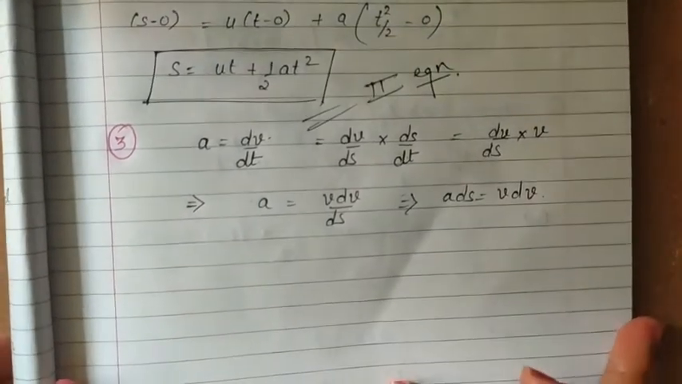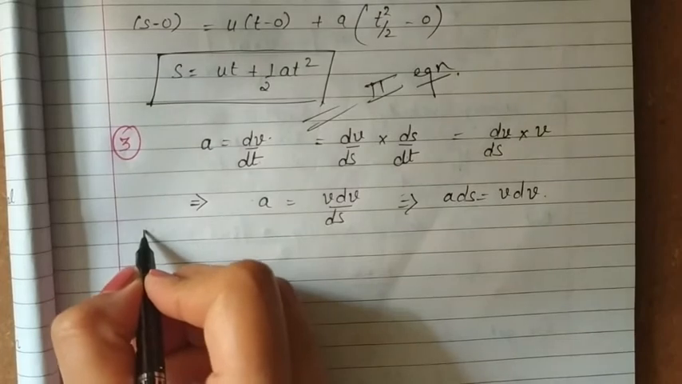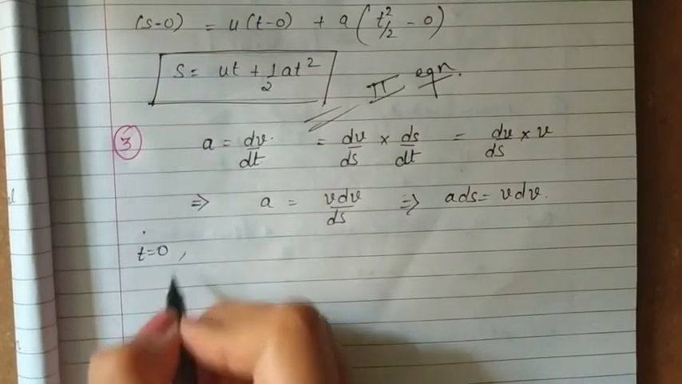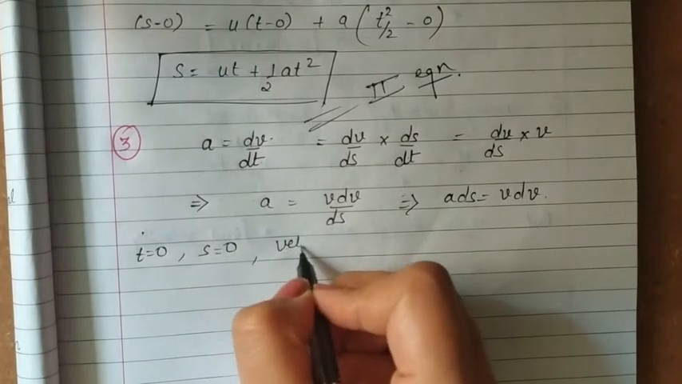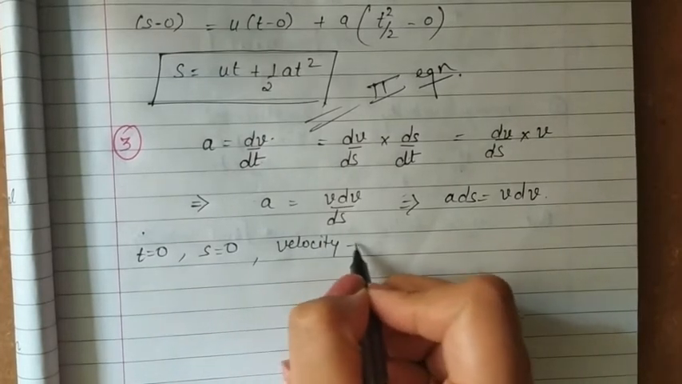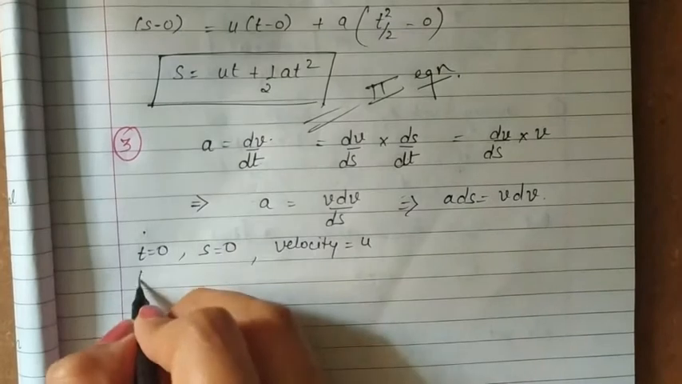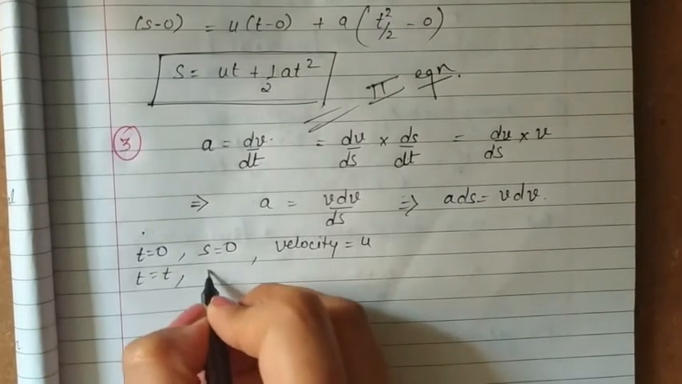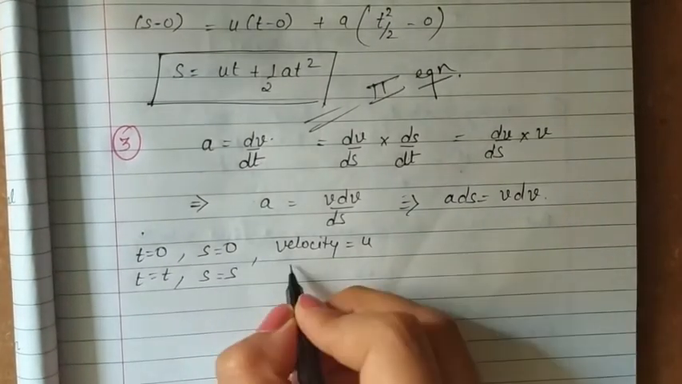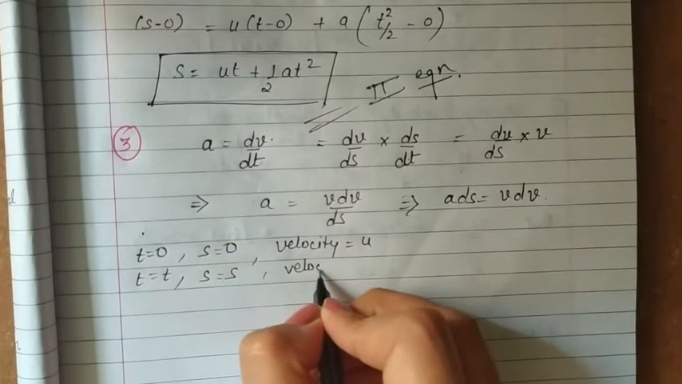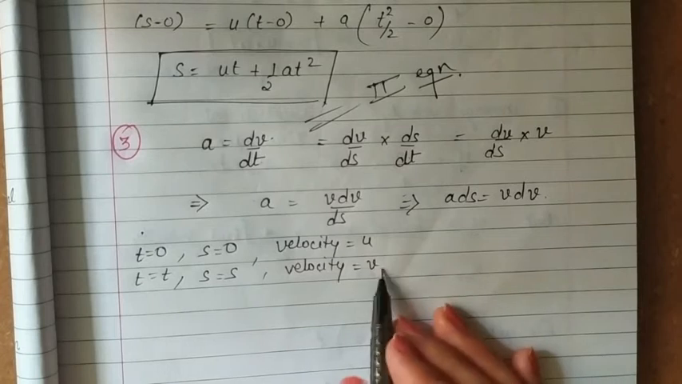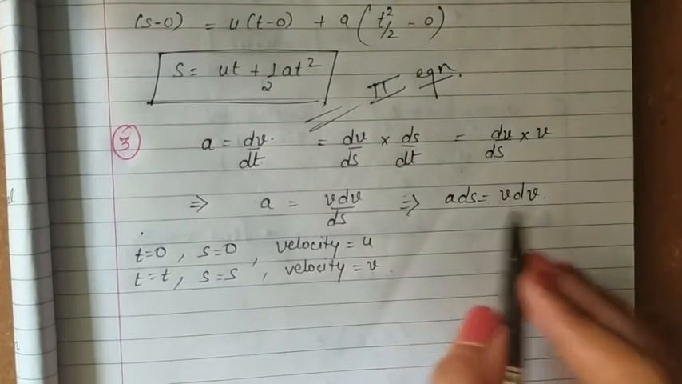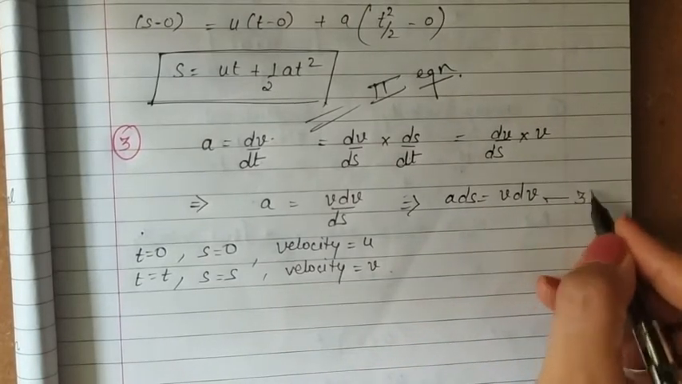Now for limits we have initially when time is equal to 0, s is equal to 0 and velocity is equal to initial velocity, that is u. When time is equal to t, s is equal to distance travelled s and velocity is equal to v. So in that case this velocity is the final velocity. Now we are going to integrate this equation number third.